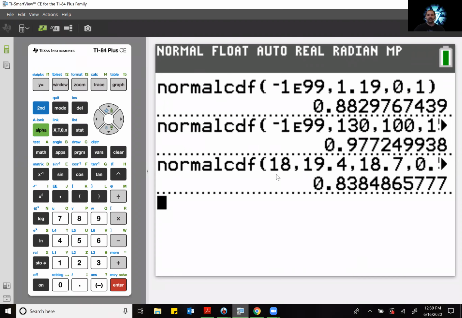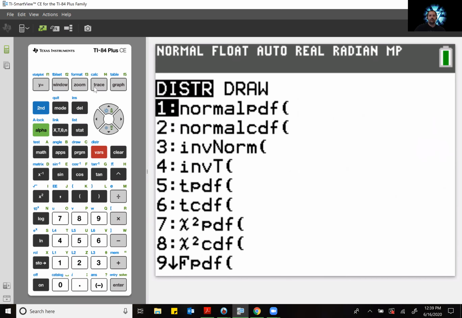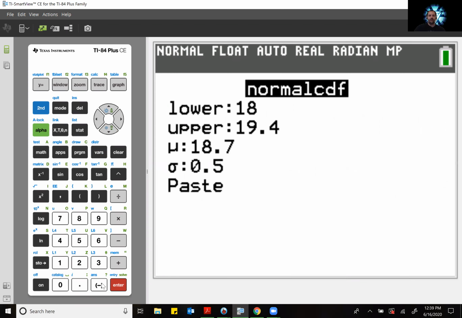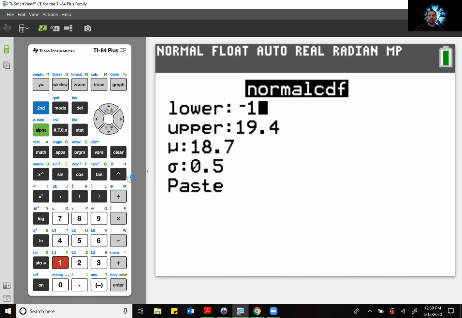If you converted these into z-scores, 18 is negative 1.4, and 19.4 is a positive 1.4. So if you're doing the normal, you could use those two numbers. So go back in here, scroll down to this guy. So this would be negative 1.4. This guy would be positive 1.4. Your mu is 0. Standard deviation 1.